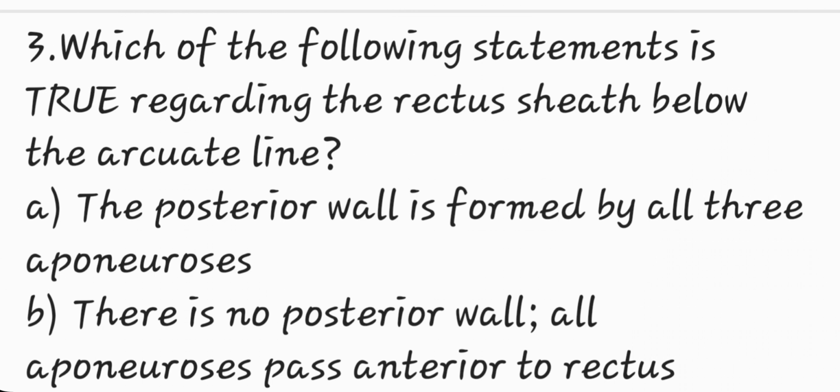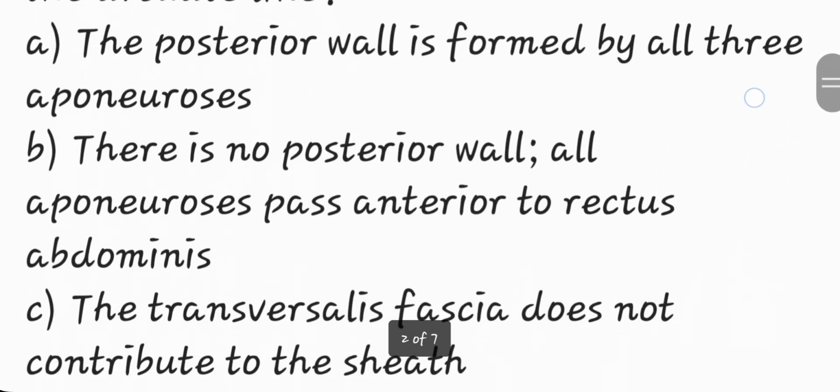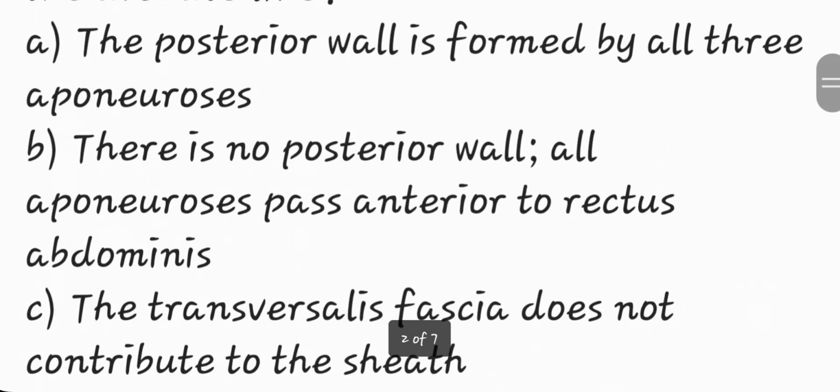So we will see the options. Option A, the posterior wall is formed by all three aponeuroses. Actually, this is wrong. The anterior wall is formed by all three aponeuroses. Coming to option B, there is no posterior wall, and all aponeuroses pass anterior to the rectus. So it is correct.